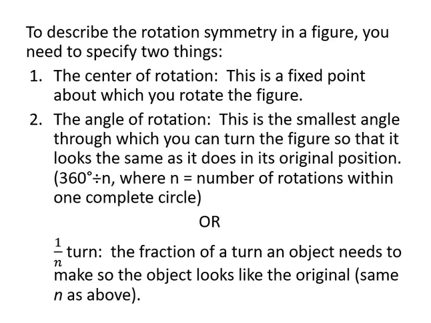To describe the rotation symmetry in a figure, you need to specify two things. The center of rotation, this is the fixed point about which you rotate the figure. And then also, one of two other things, the angle of rotation. This is the smallest angle through which you can turn the figure so that it looks the same as it does in the original position.